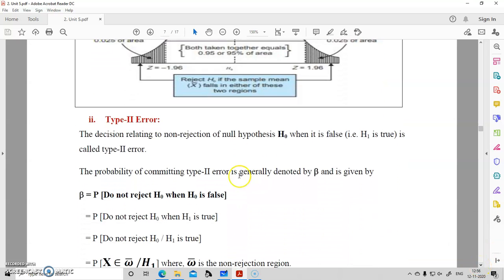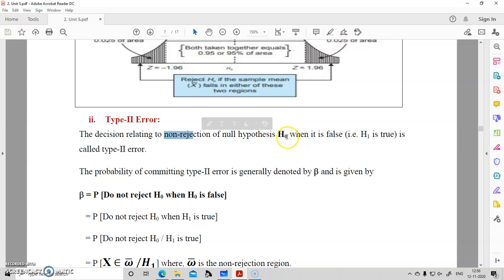Now we go to the type 2 error. What is type 2 error? The decision relating to non-rejection of the null hypothesis. We are not rejecting the null hypothesis, but actually it is false. H1 is true; the opposite of that is H1 is true. Either you take H0 or H1; don't take both at a time, you will get confused. The decision relating to non-rejection of the null hypothesis: we are not rejecting it, but actually H0 is false. Although it is false, we are not rejecting it.